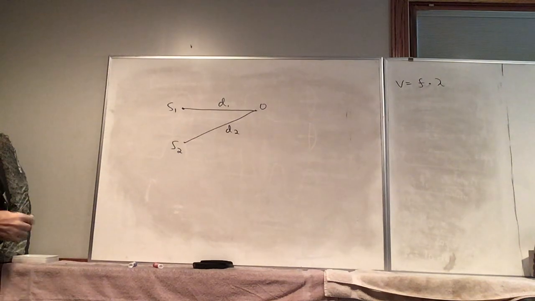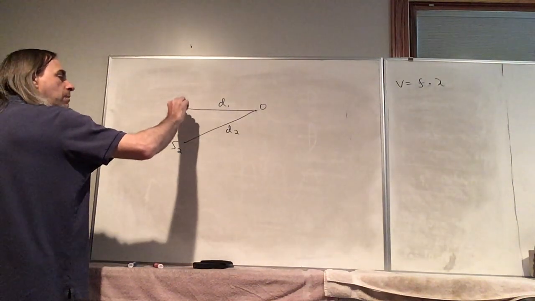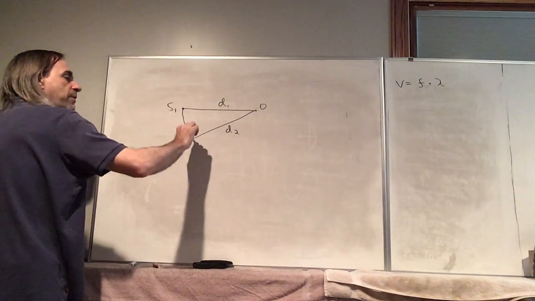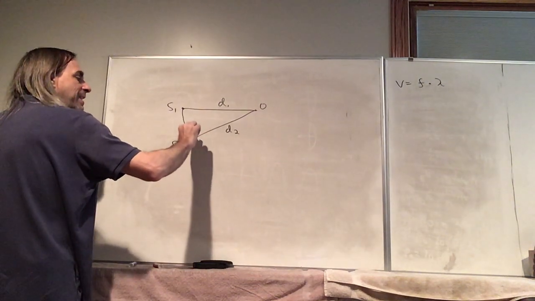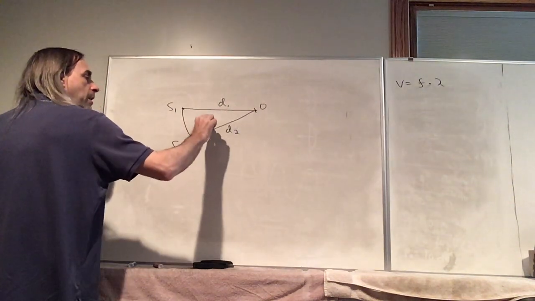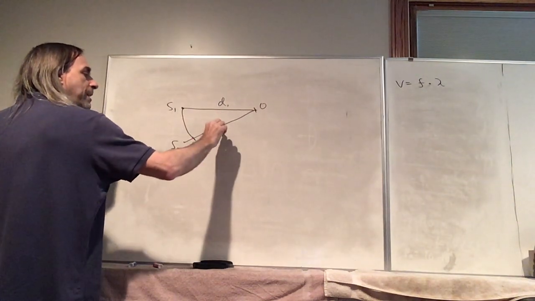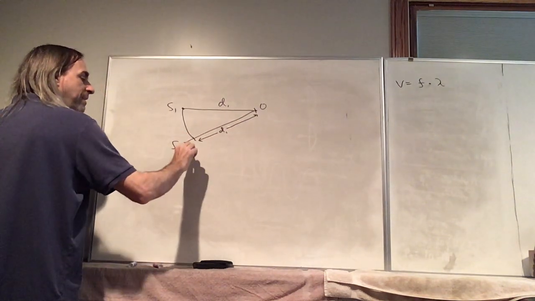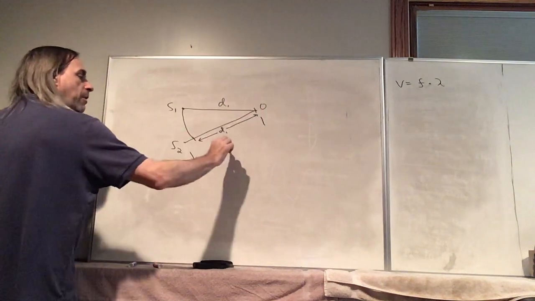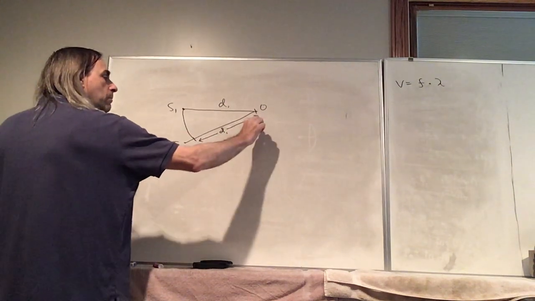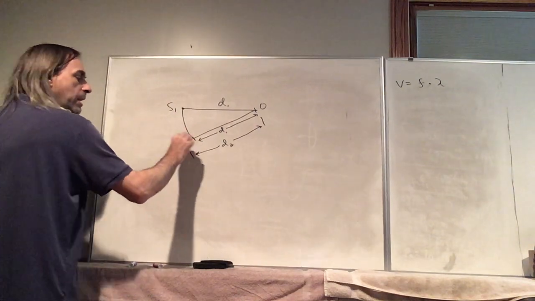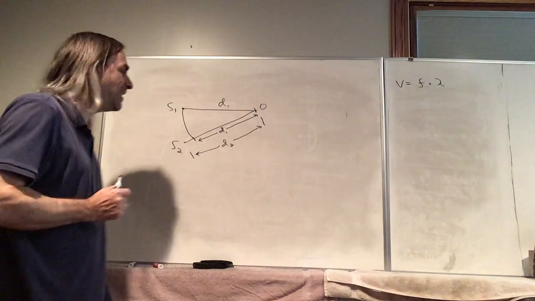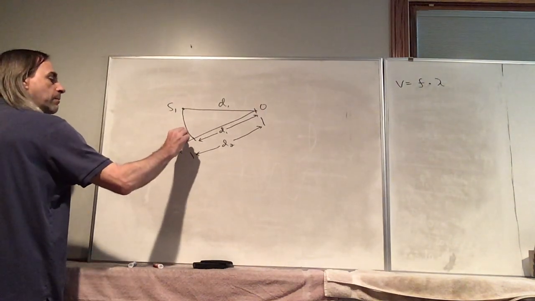And what we're going to do is we're going to draw a circular arc here. Why do we do that? Well, if this is the arc of a circle, then this distance here, from here to here, is going to be D1. And this distance from the observer to the source, that's D2. So because S2 is farther, we have this extra distance, which we're going to call delta.